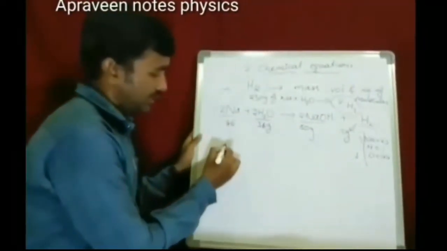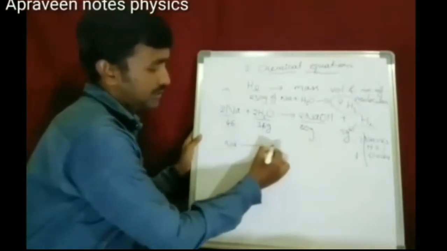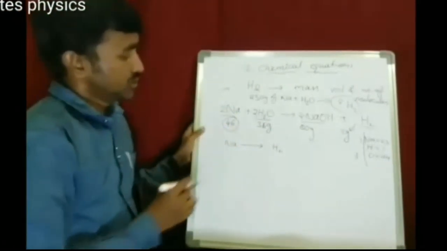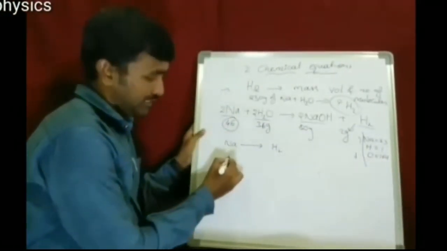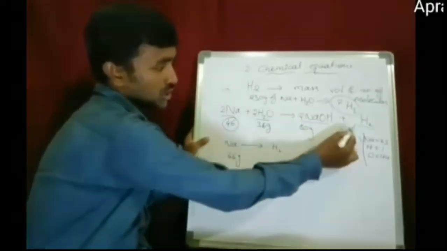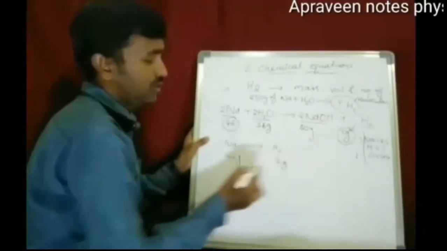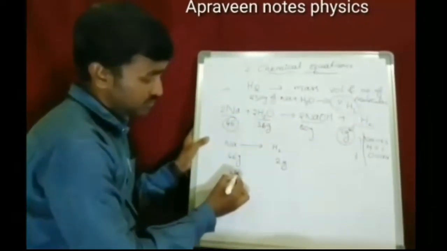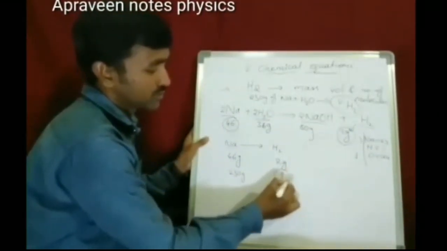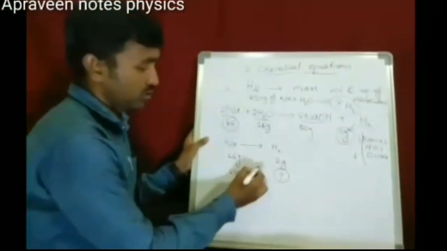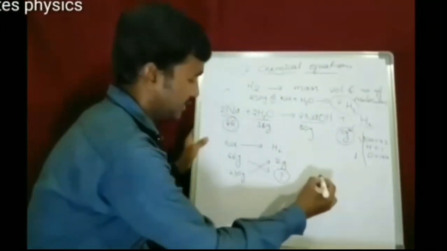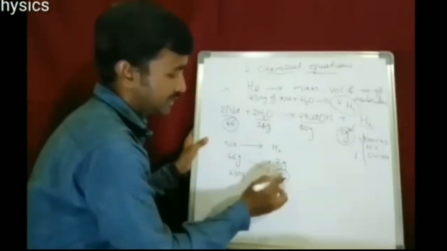So here I will take the sodium and hydrogen relation. According to the balanced chemical equation, 46 grams of sodium reacts to produce 2 grams of hydrogen. If 230 grams of sodium reacts, what amount of hydrogen is liberated? According to the law of constant proportion, the cross products are the same. Then we write the unknown, I will take it as x.